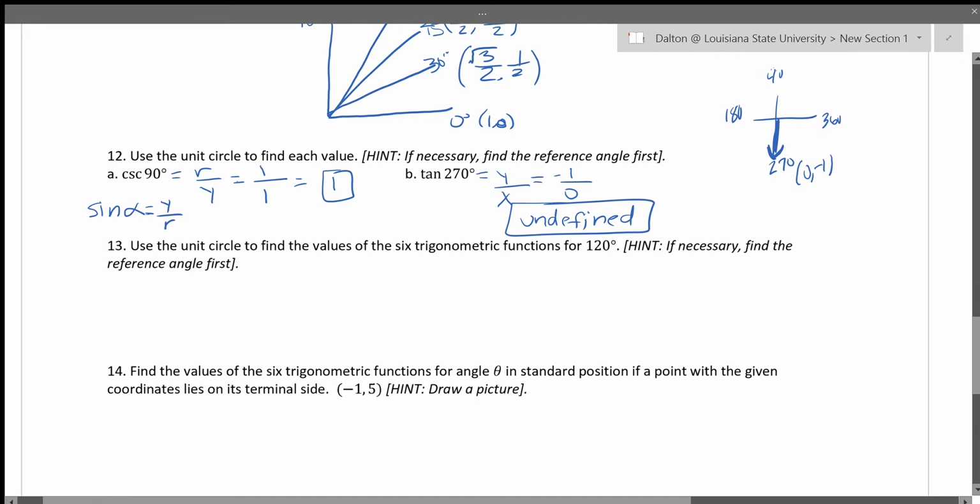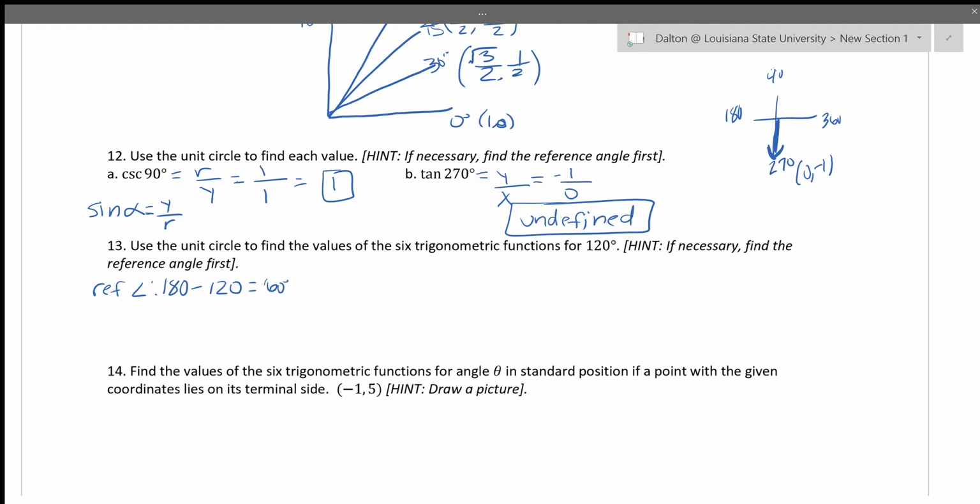Well, if you don't have your full unit circle committed to memory, and good golly, that's a lot to remember, find the reference angle first. So if you use what we talked about on the other page, 120 degrees is in the second quadrant. Right? So in order to find something in the second quadrant, if I find its reference angle, I'm going to take 180 minus 120, and I'm going to get 60 degrees. So 60 degrees is the reference angle to 120 degrees.